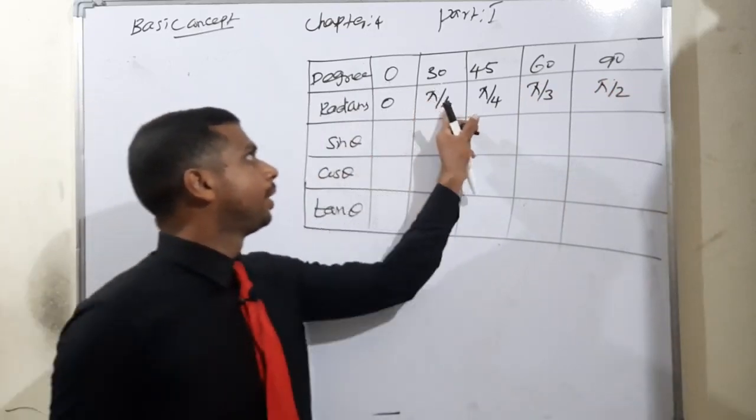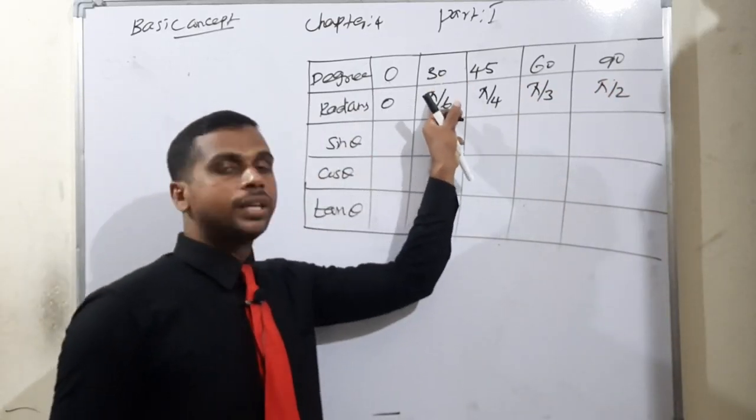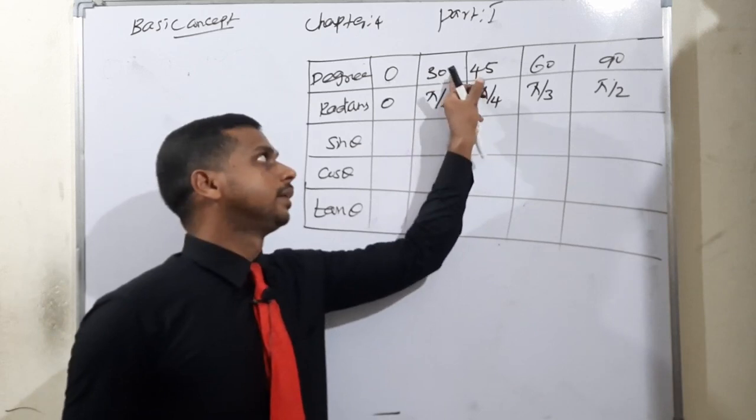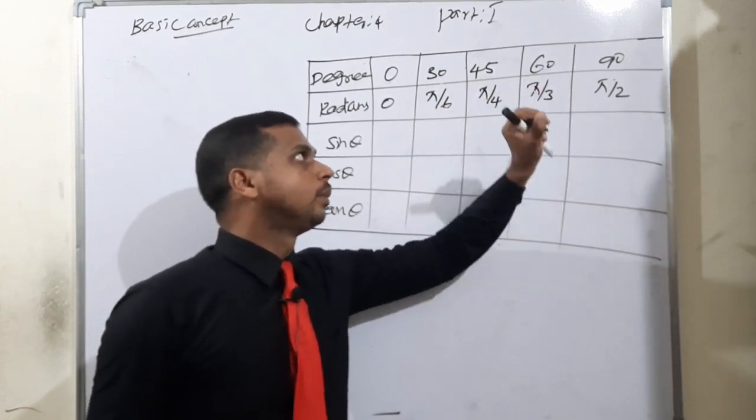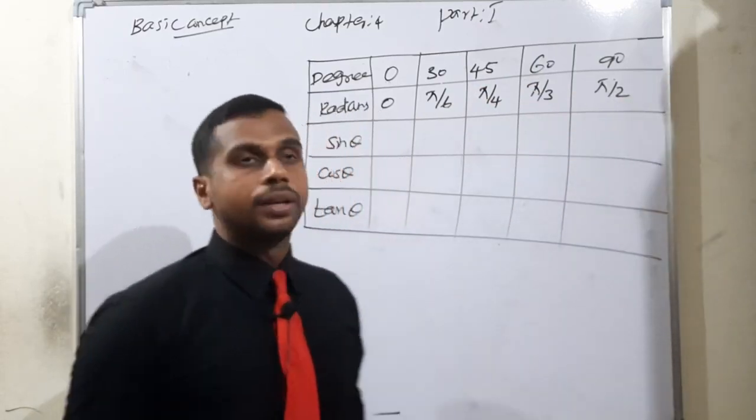How to split the radians? What is the meaning of the pi value? Pi means 180. 180 divided by 6 is equal to 30. Then 180 divided by 4 is equal to 45. 180 divided by 3 is equal to 60. 180 divided by 2 is equal to 90.